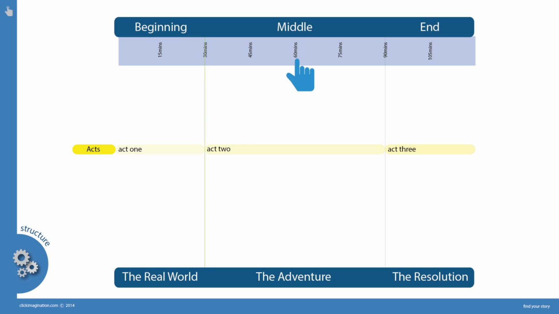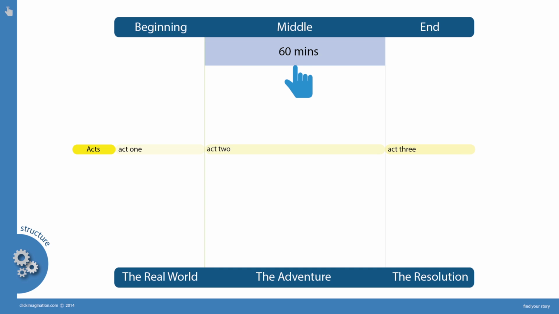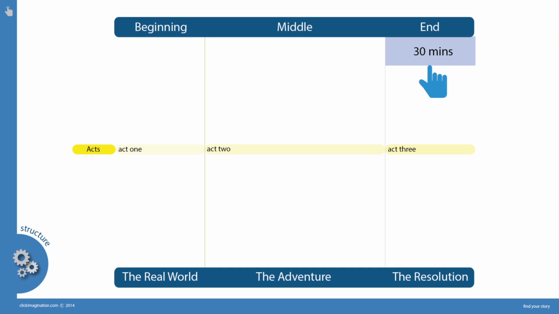At the top of the page you'll see a timeline. Now I'll cover more about this in a video on formatting, but screenplays are generally 90 to 120 minutes long, so if you break the acts down, in simple terms you have 30 minutes for Act 1, 60 minutes for Act 2 and 30 minutes for Act 3.